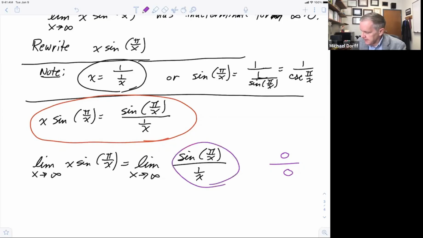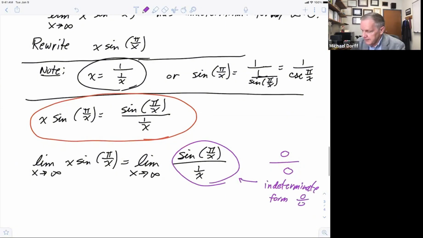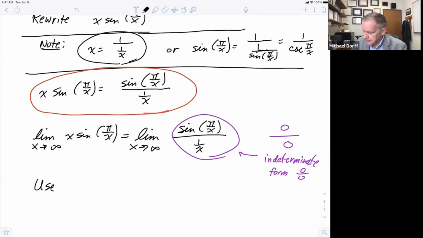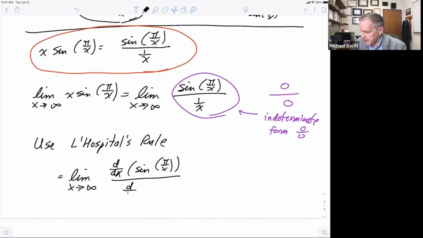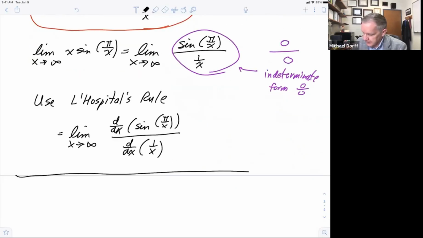So this has the indeterminate form of 0 over 0, which is great, because now I can use L'Hopital's rule. So we use L'Hopital's rule. And so I'm going to get this is equal to the limit as x goes to infinity of the derivative of the top, sine of pi over x, over the derivative of the bottom. So again, I'm going to make a little note here. What are these derivatives? Well, let's see, derivative of sine of pi over x.